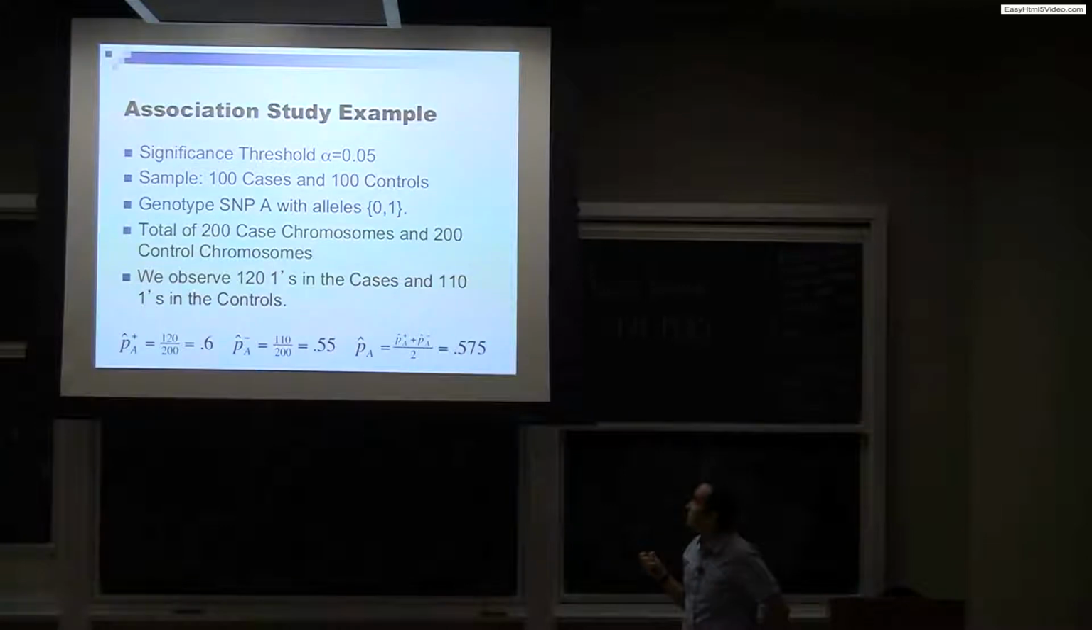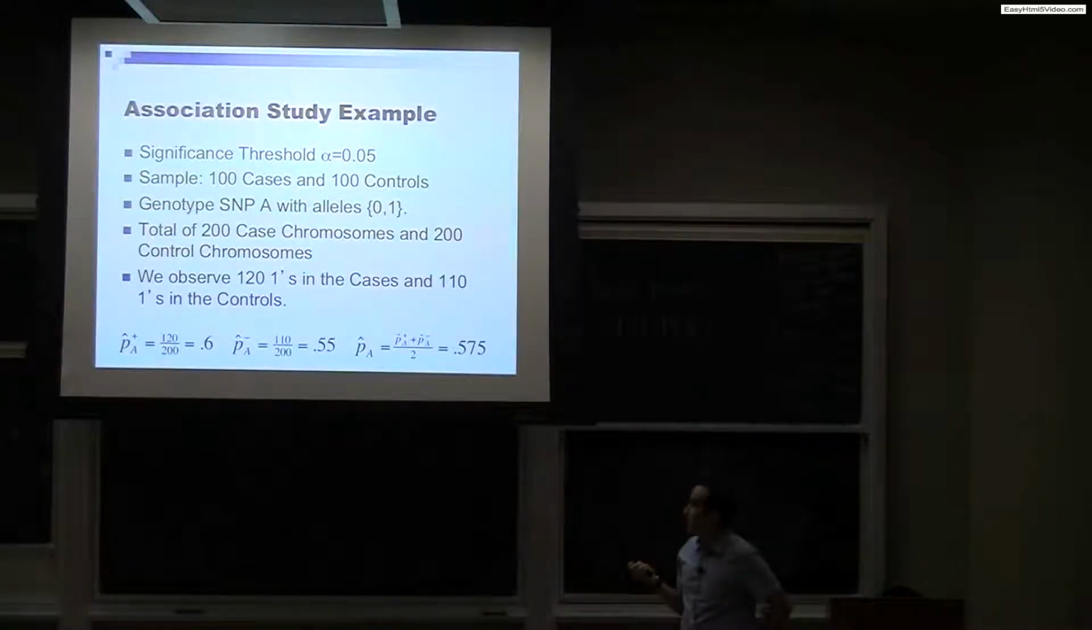Let's say our significance threshold is 0.05. Let's say we have 100 cases and 100 controls. The genotype has these alleles, 0 and 1. Because we have 100 cases and 100 controls, we have 200 case chromosomes and 200 control chromosomes, because each individual has two alleles. We observe, let's say, 120 ones in the cases and 110 ones in the controls. So the question is, is that significant or not?